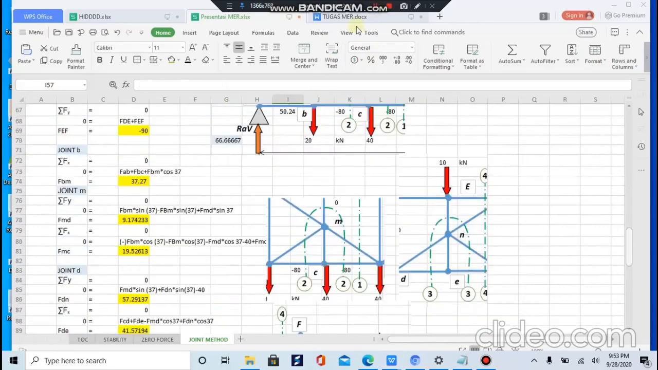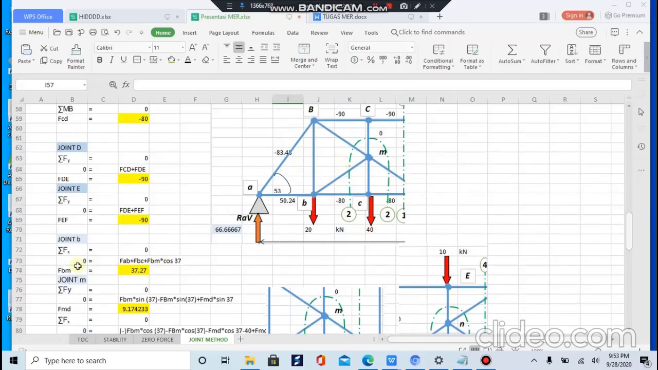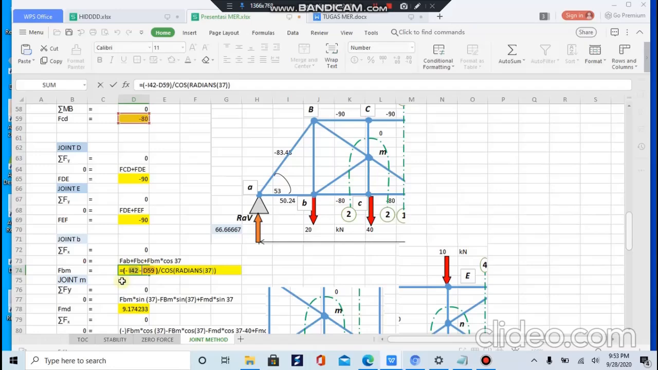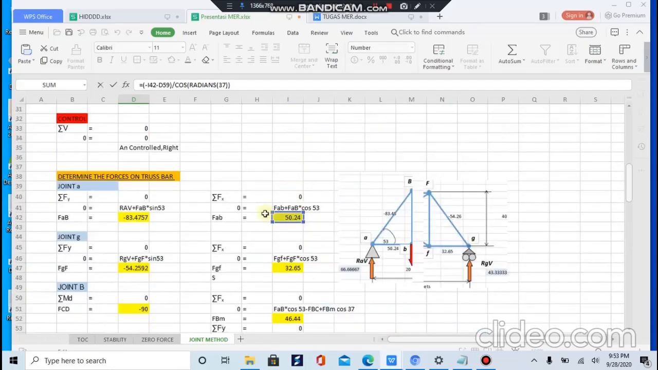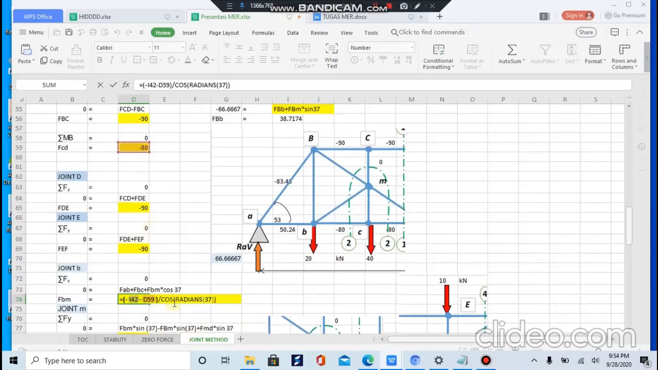Okay, then we will go to joint B. So in joint B, sigma Fx is equal to 0, so 0 is equal to FAB plus FBC plus FBM times cos 37. So FBM is equal to 37.27, as you can see here: minus FAB minus FCD divided by cos 37.